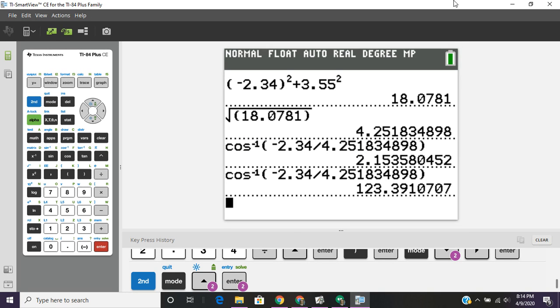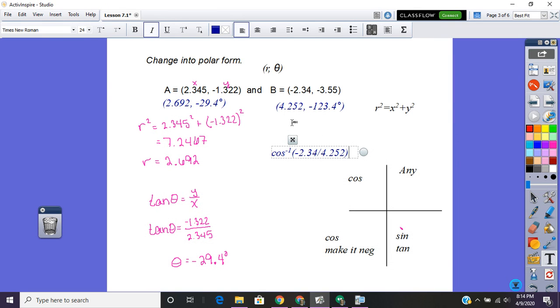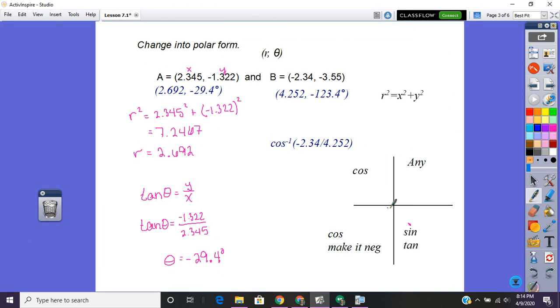Notice it's 123, which by the way is positive, and I had a negative here. That is because a negative negative puts me down here. So I still used cosine, but then I made it negative. So this little quadrant or graph will help you with these things. So make sure you have that written down somewhere as well.